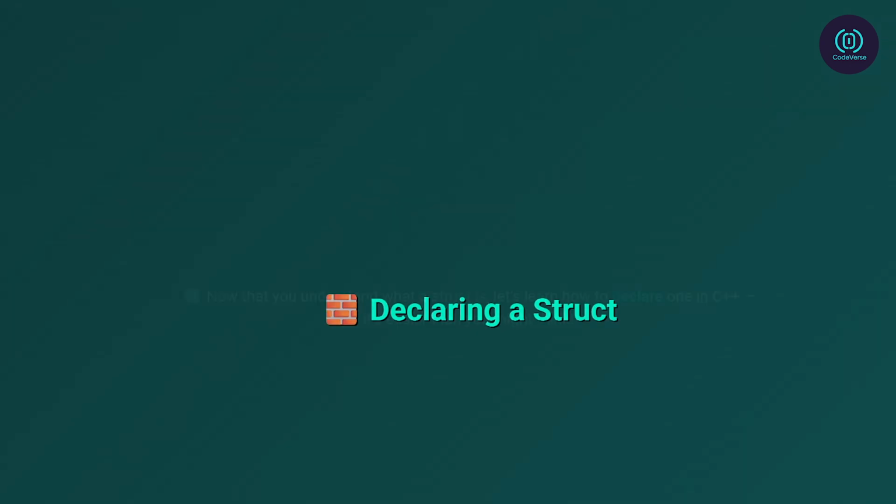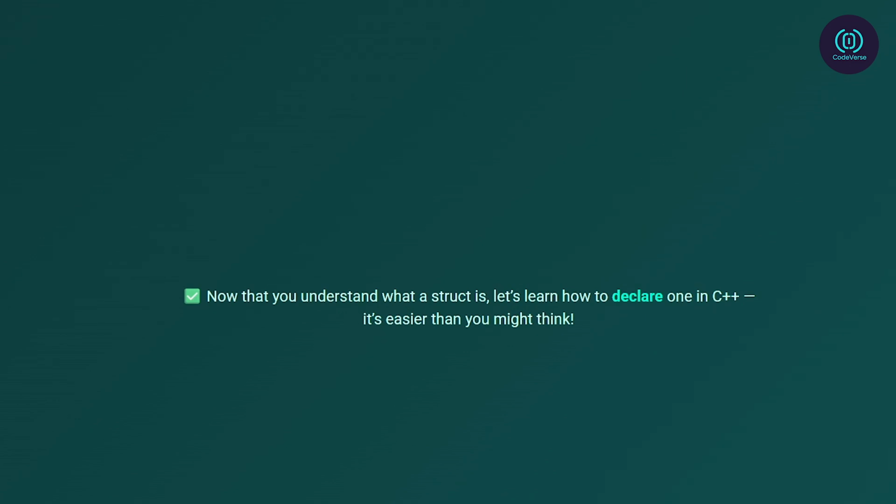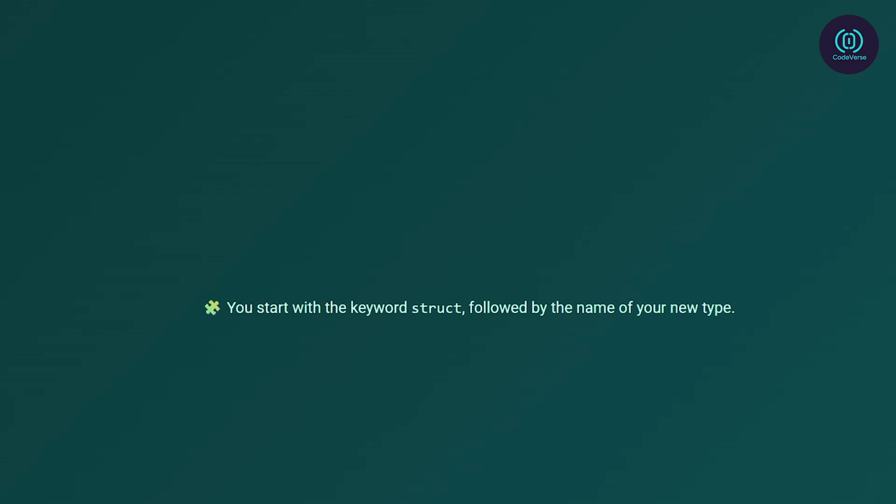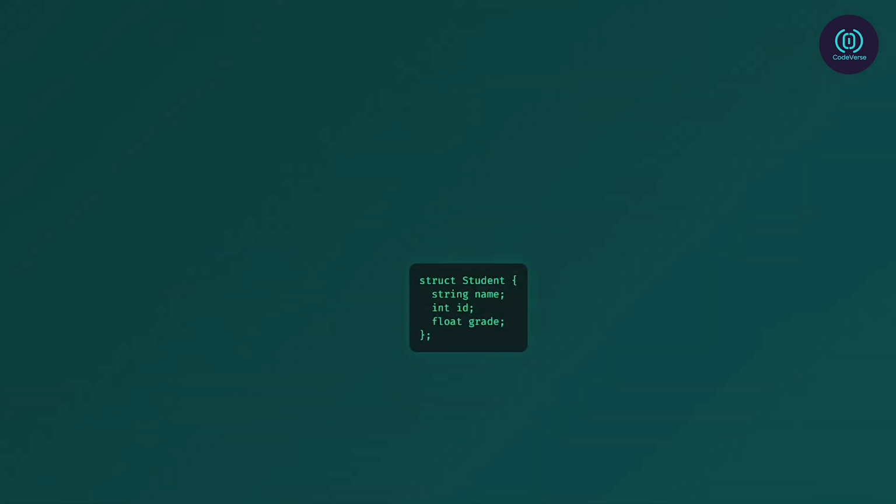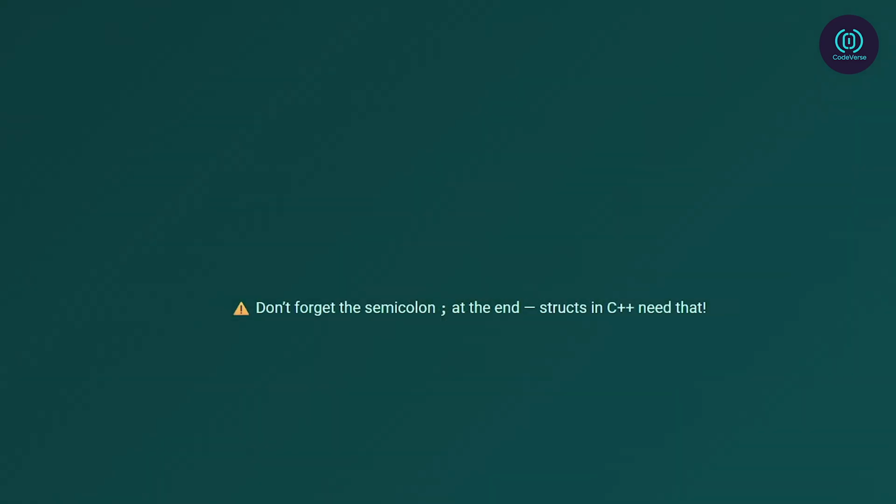Now that you understand what a struct is, let's learn how to declare one in C++. It's easier than you might think. You start with the keyword struct, followed by the name of your new type, usually written in Pascal case to distinguish it from variables. Then, inside a pair of curly braces, you define all the member variables that belong to this struct. For example, to model a student, you might include their name, ID, and grade, each as its own data member. Finally, don't forget the semicolon at the end. Yes, structs in C++ need that semicolon.